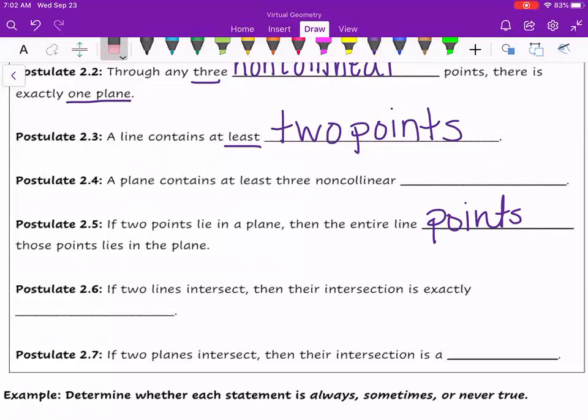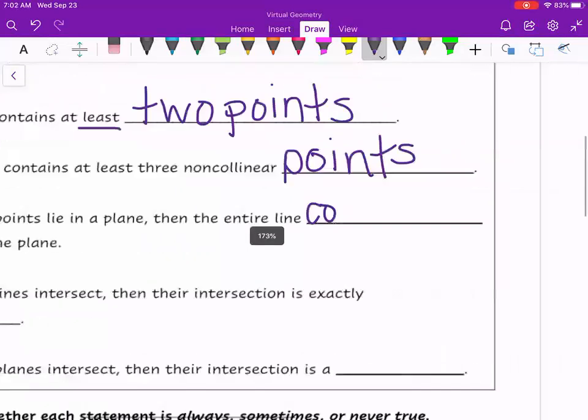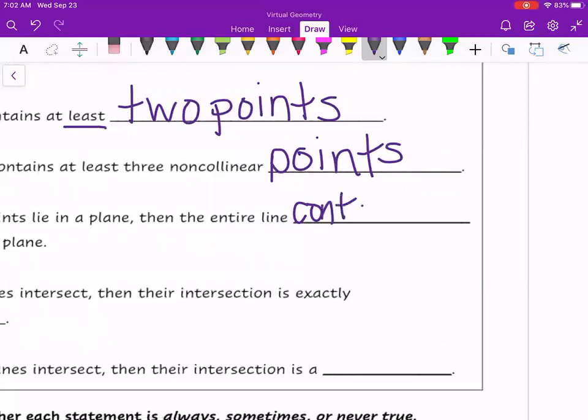Oh, sorry, I put that on the wrong line. Postulate 2.4 says that if you have a plane, then somewhere on that plane, you have to have at least 3 non-collinear points. So again, they're kind of opposites of each other. Postulate 2.5: if 2 points lie in a plane, then the entire line containing those points, give me a second, I'm going to zoom in here, is also going to be in the plane. So if I have 2 points on the plane, when I connect them with the line, it will also have to be on that plane.